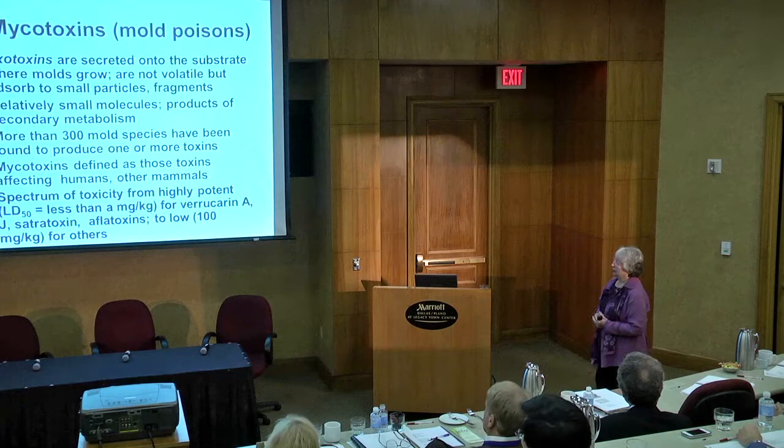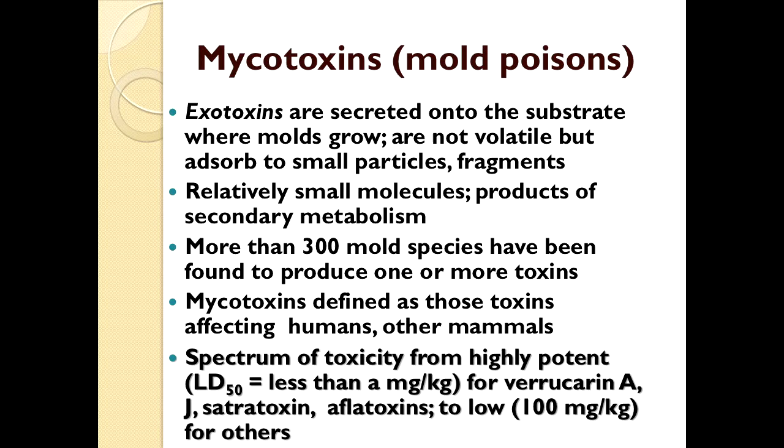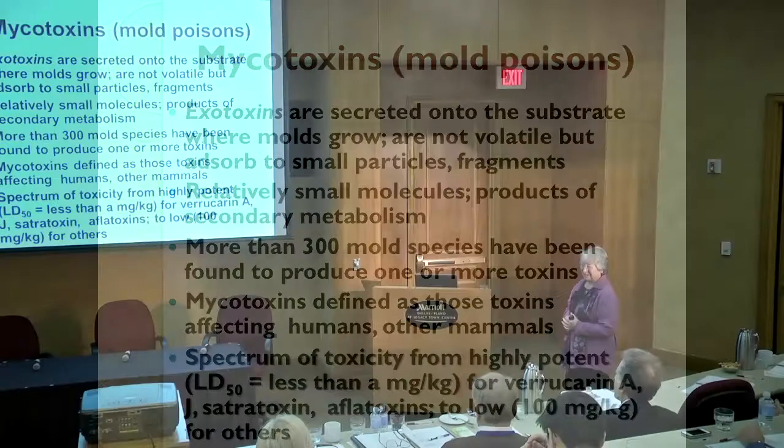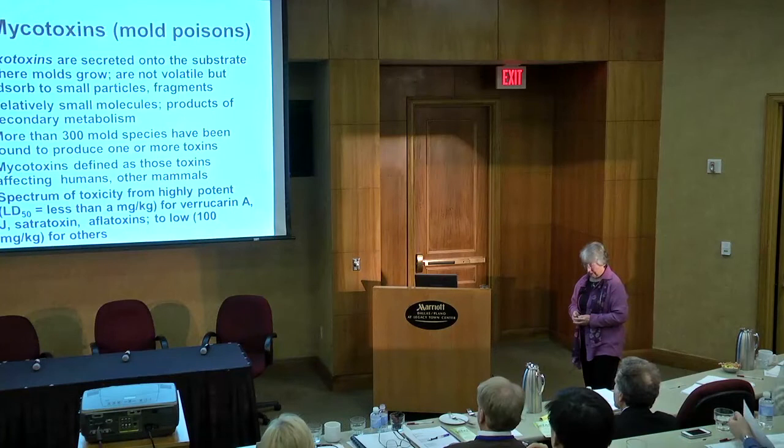Some of the examples are verrucarin A and J, the satratoxins that are produced by Stachybotrys, and the aflatoxins. And then others have a relatively low toxicity, relatively speaking, of 100 milligrams per kilogram. Again, short-term exposure.